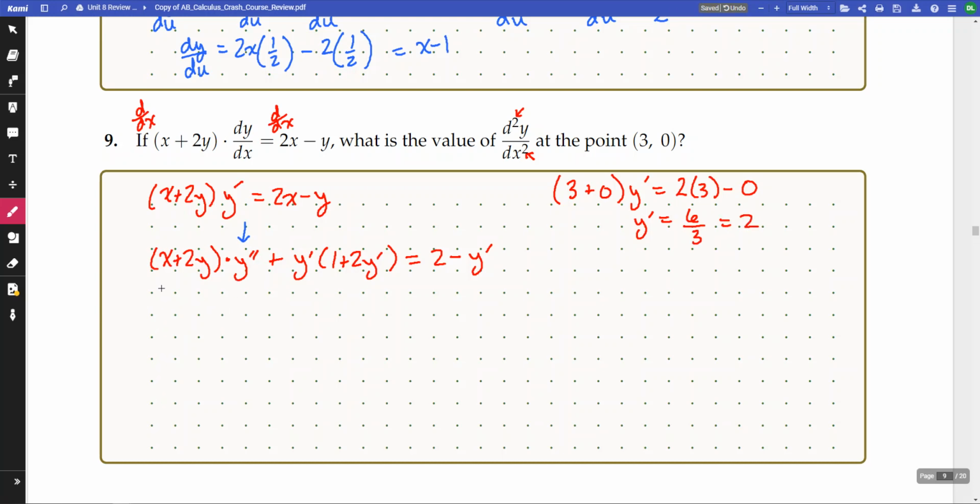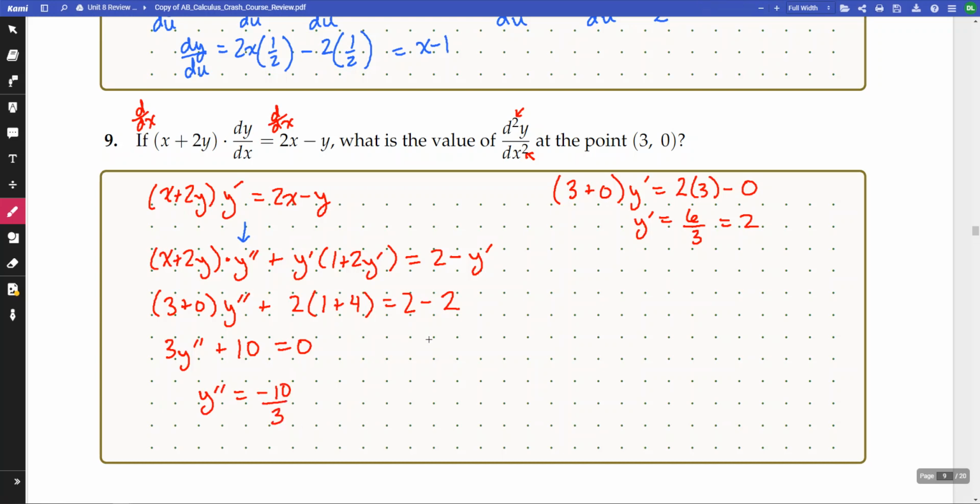So now I can substitute. X plus 2y, we said, is 3 plus 0. I'll just go ahead and write 3 plus 0. Y double prime, we don't know, we want it. Plus y prime, we just said y prime was 2. And then 1 plus 2y prime, well, 2 times 2 is 4. And that's going to be equal to 2 minus y prime, and we said y prime was 2. So 3y double prime plus 2 times 5, that's 10, has to be equal to 0. So that means that y double prime at the point 3, 0 is negative 10 thirds.